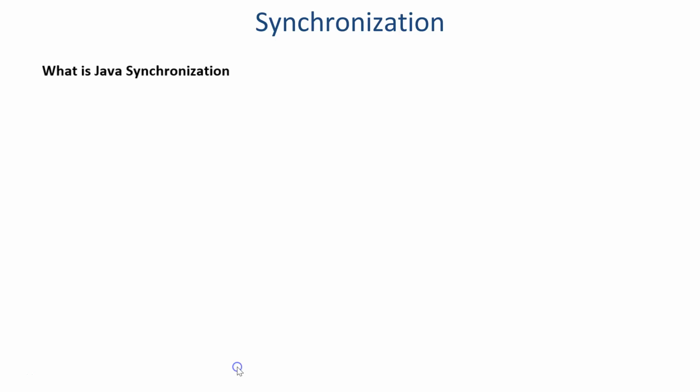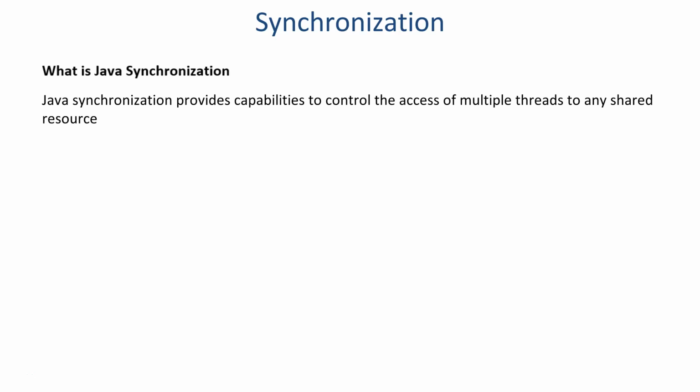In this video, we'll discuss Java synchronization. So what is Java synchronization? Java synchronization provides capabilities to control the access of multiple threads to any shared resource. But what does it actually mean?